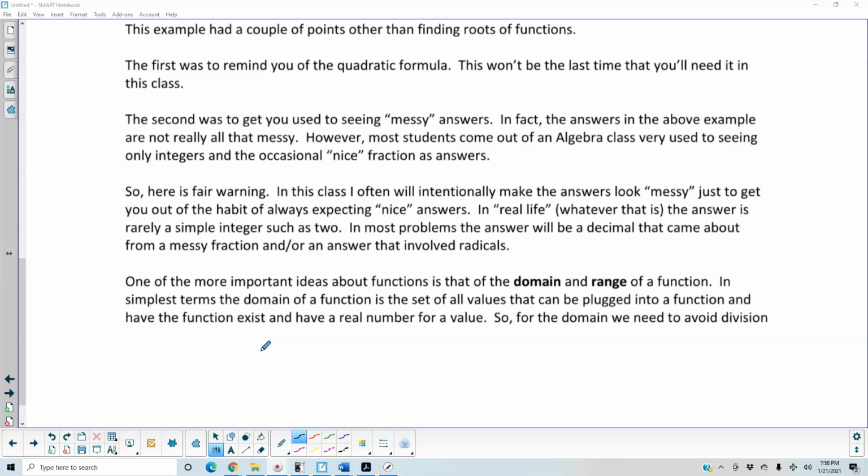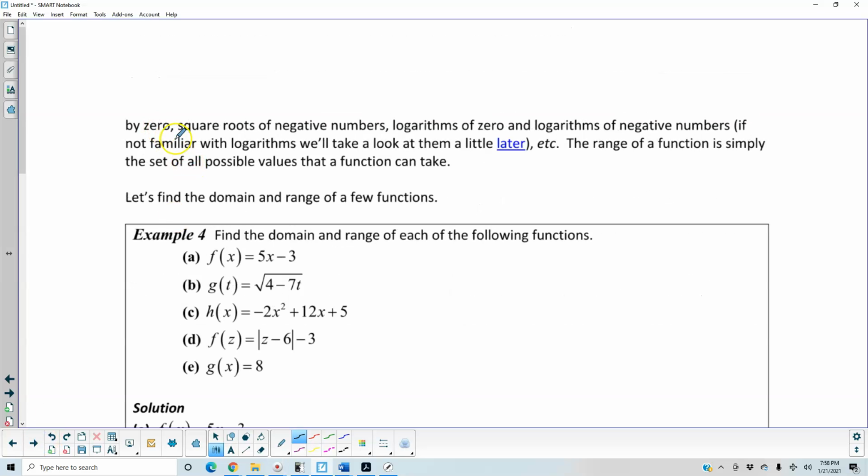In simplest terms, the domain of a function is the set of all values that can be plugged into a function and have the function exist and have a real number for a value. So for the domain, we need to avoid division by 0, square roots of negative numbers, logarithms of 0, and logarithms of negative numbers. If you're not familiar with logarithms, we're going to take a look at them a little later.